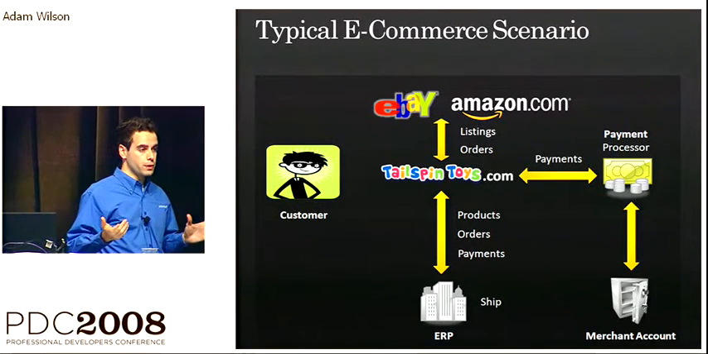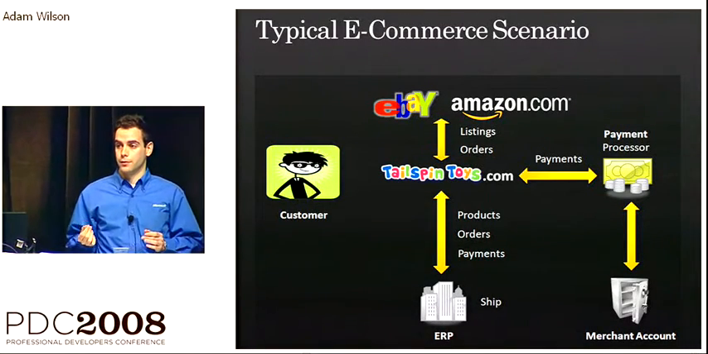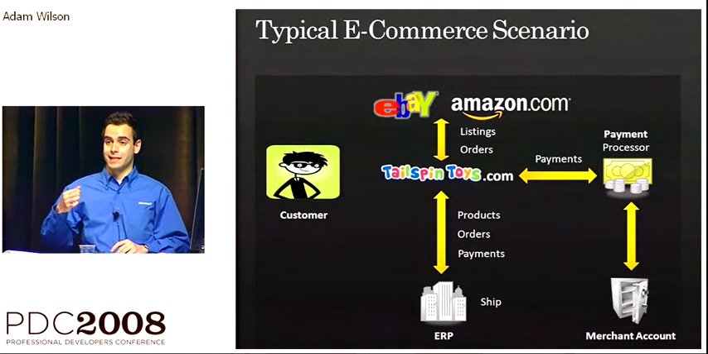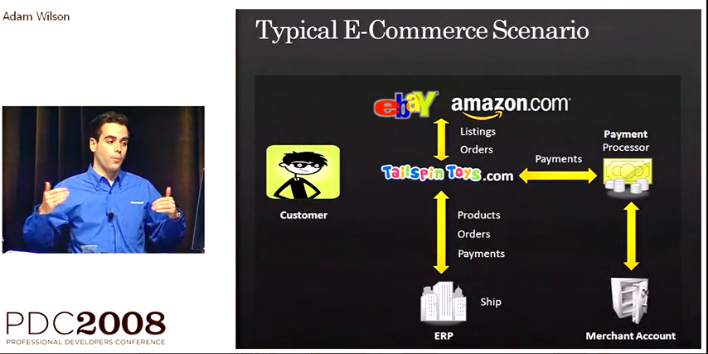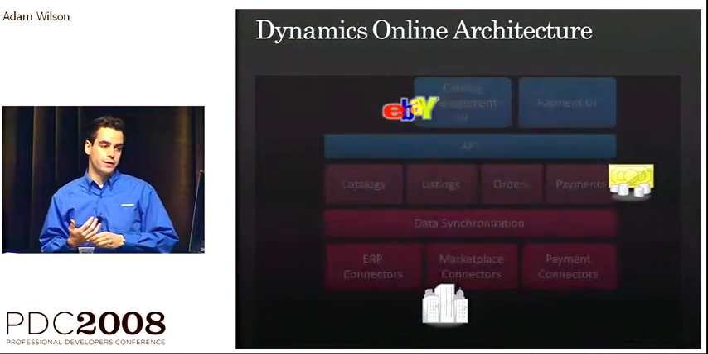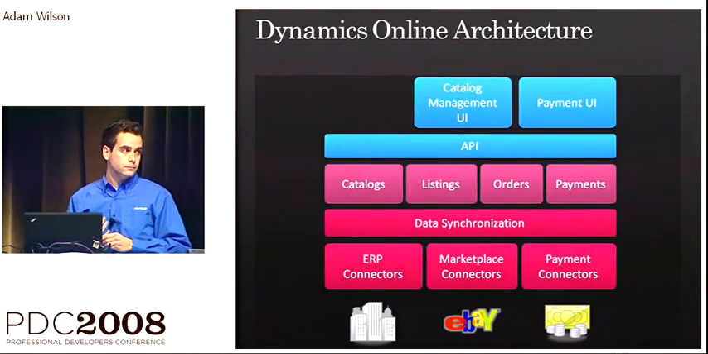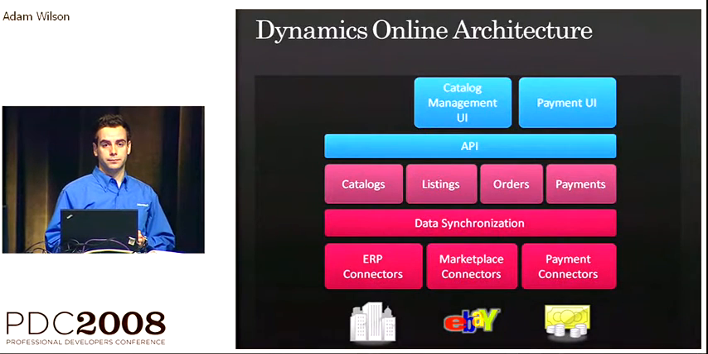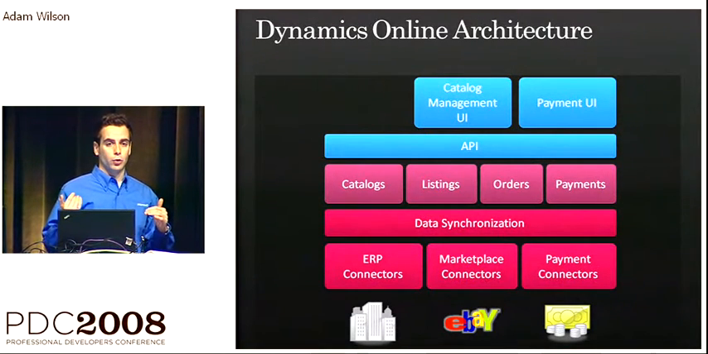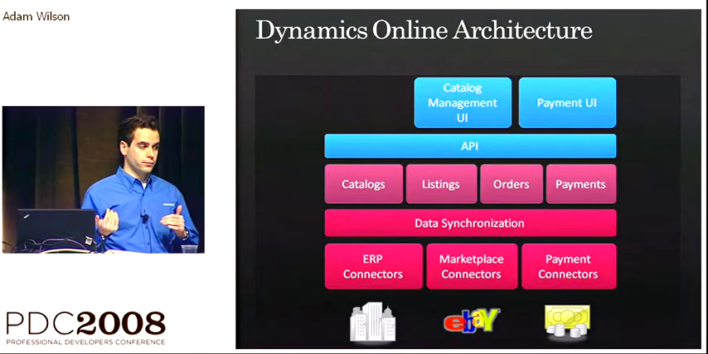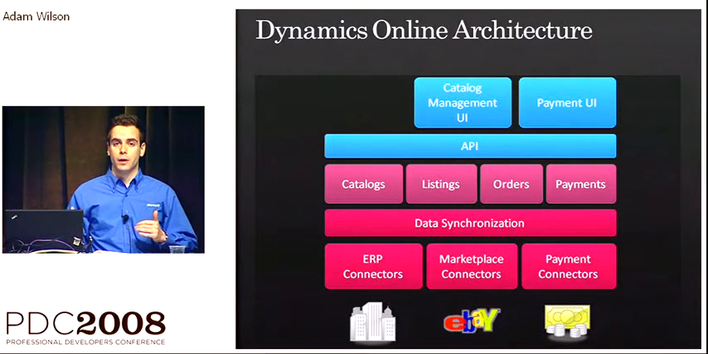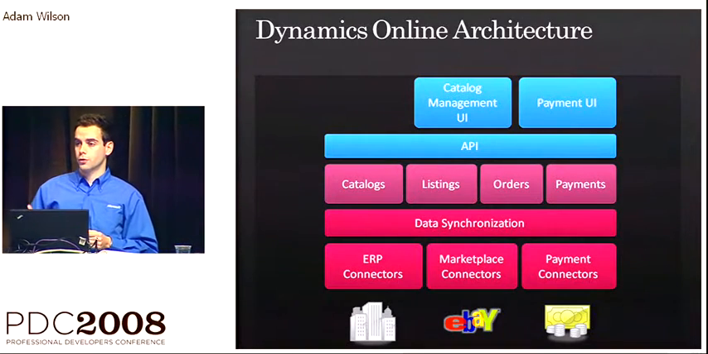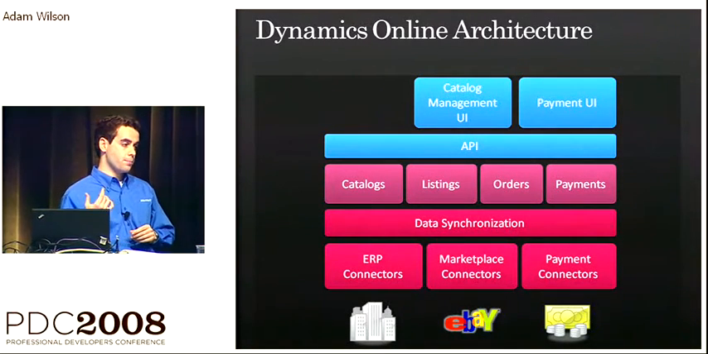So with each of these three parties that we might have to integrate with, Dynamics Online makes this easier by providing a common way to access the data and a common set of operations for interacting with these parties. So I want to look at the Dynamics Online architecture a little bit. At the very basic level, we have a series of connectors. And these connectors integrate with other third-party systems. We have ERP connectors, marketplace connectors, and payment connectors.